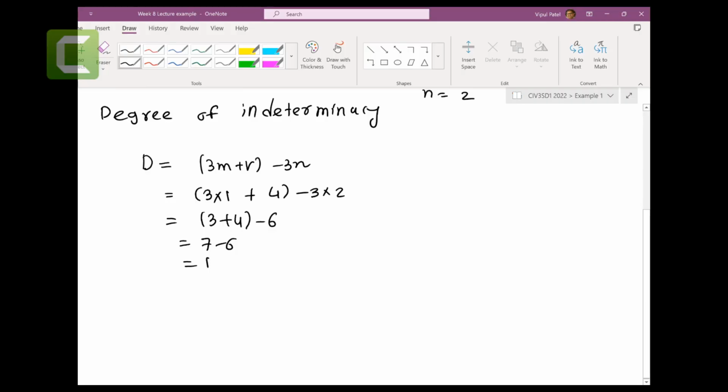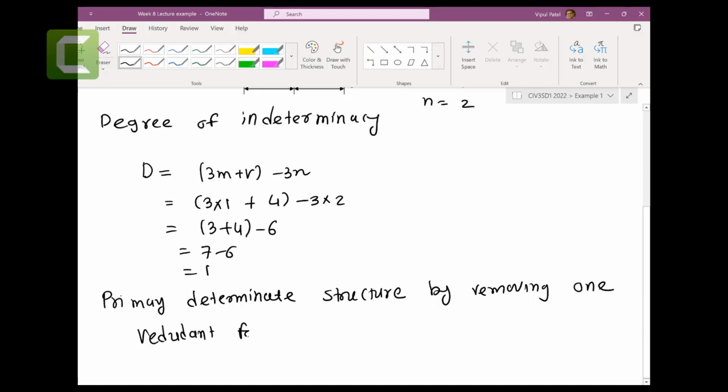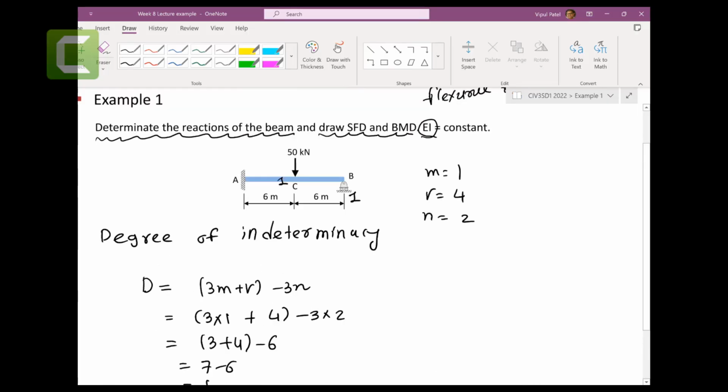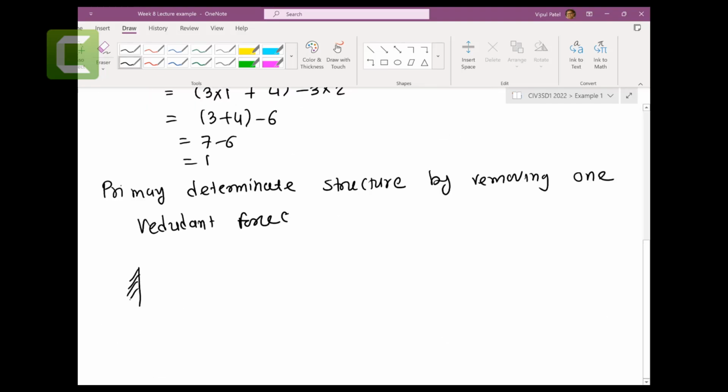Second, we're going to draw the primary determinate structure. Primary structures are always determined by removing the redundant force. So how many redundant forces do you have? 1, 2, and 3, and this one. So let's remove this redundant force. If I remove that redundant force, then this is my structure, right?